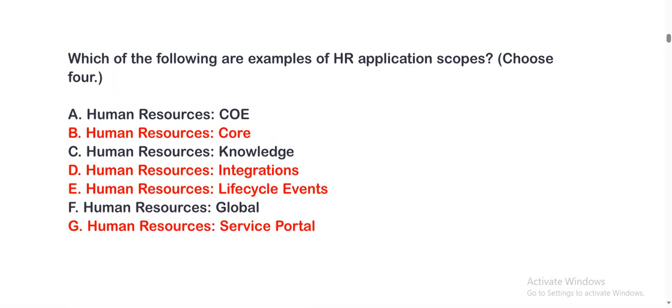Next question is, which of the following are examples of HR application scopes? Choose four options. And the options are option A, Human Resource COE, option B, Human Resources Core, option C, Human Resource Knowledge, option D, Human Resources Integrations, option E, Human Resources Life Cycle Events, option F, Human Resources Global, option G, Human Resources Service Portal. And the correct option is option B, D, E, and G.